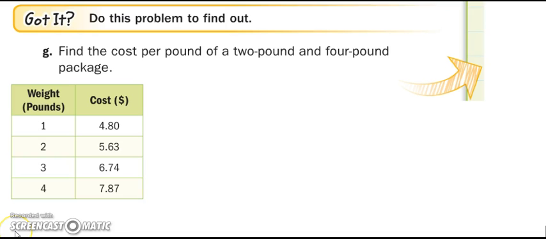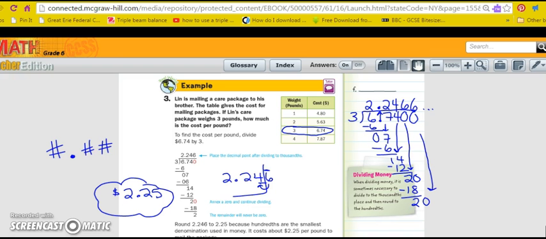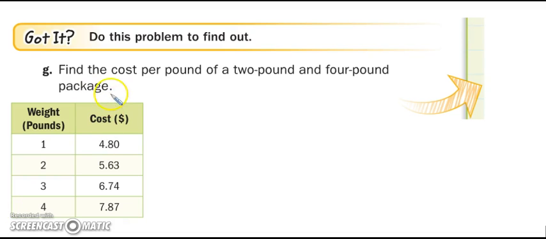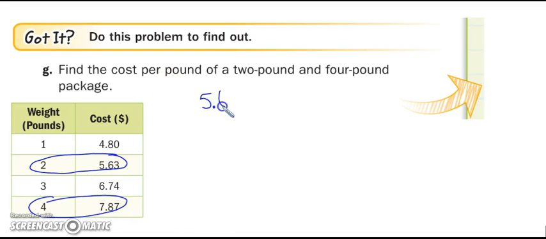Okay, let's take a peek at the Got It. This chart is the chart we just had on the previous page here. I just blew it up so we can see it bigger. So this is the Got It. Find the cost per pound of a 2-pound and 4-pound package. So we need to do a 2-pound package per pound and the 4-pound package. So we're actually doing 2 problems. So I'm going to do this whole one with you.